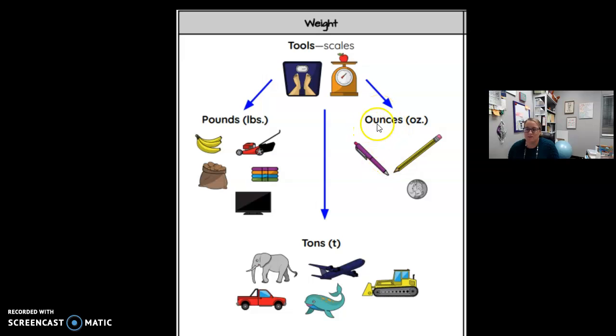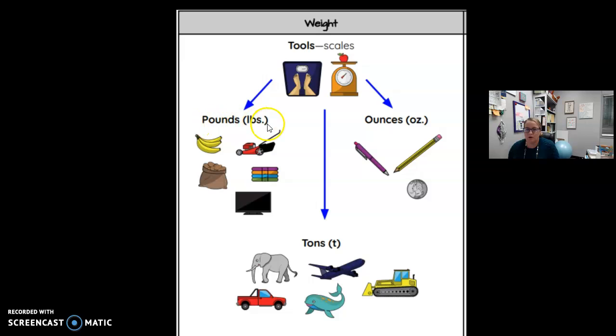The first one we have are ounces, and if you want to abbreviate it so you don't have to write the word ounces out so much, you can put OZ. Ounces are going to measure things that are smaller, like a pen or a pencil or a quarter. There's other things that you can measure with it as well.